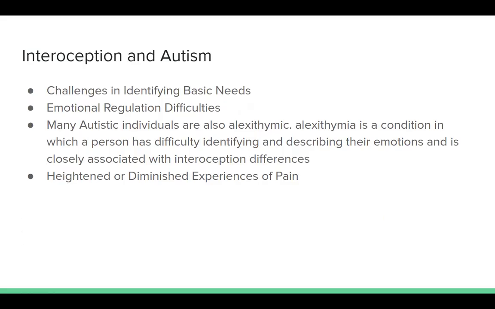Many autistic individuals are also alexithymic. Alexithymia is a condition in which a person has difficulty identifying and describing their emotions and is closely associated with interoception differences, right? So, definitely working with a clinical professional, you can work on identifying whether this is predominantly difficulty in identifying, in association with being on the spectrum, or is this alexithymia? With a clinician, you'd be able to sort of suss out the differences.